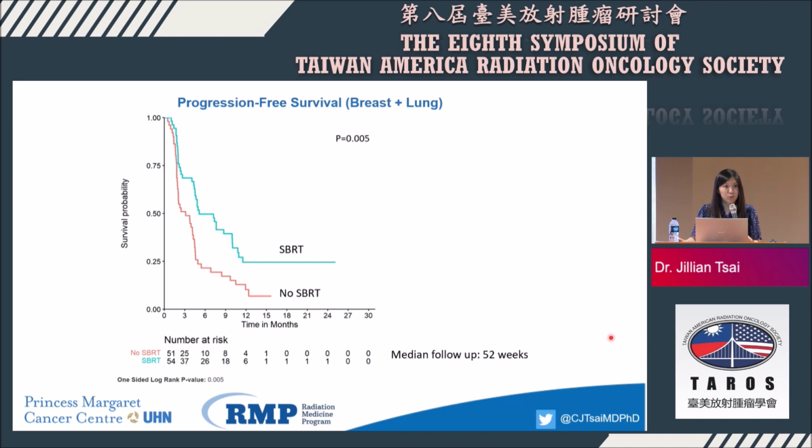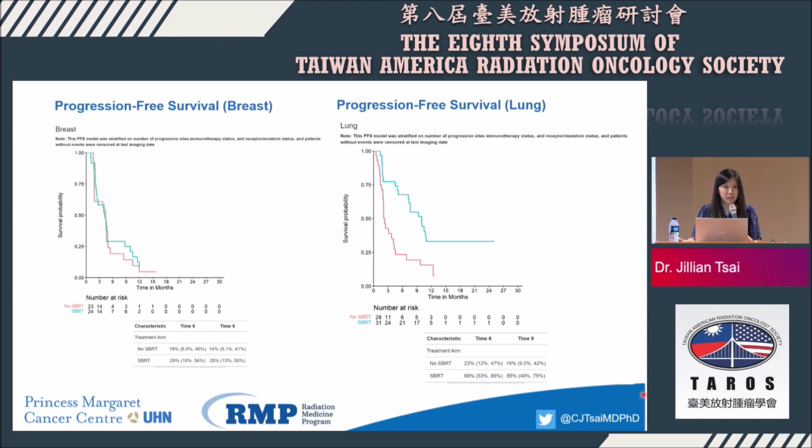So when we look at the progression-free survival as a whole, combining breast and lung cancer patients, the addition of SBRT greatly improved their progression-free survival by more than 2-fold, with a median follow-up of 1 year. Strikingly, when we did a subgroup analysis, we could see that the benefit actually was entirely driven by the lung cancer patients, with more than 4-fold, 4 times the difference of the benefit with the addition of SBRT, but there was no difference at all in the breast cancer. So this mirrors the NRG-BR002 results, although in a different population.